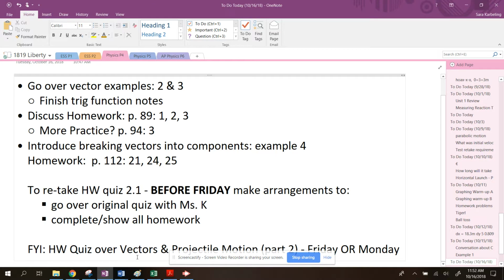Wonderful. All right. So the plan for the day today, we are going to go over the examples that we didn't quite get done yesterday. We're going to do a few more trig notes for my friends who are just learning trigonometry. We're going to do some more homework examples. We're going to just do a few more examples. This is what we've got.